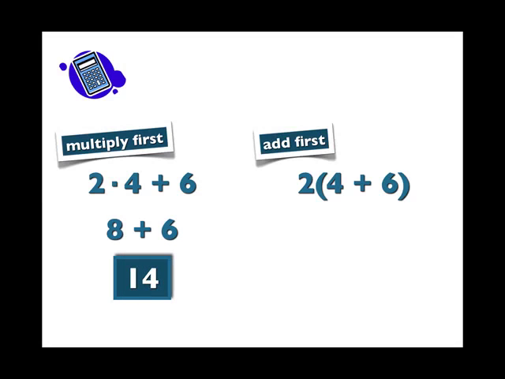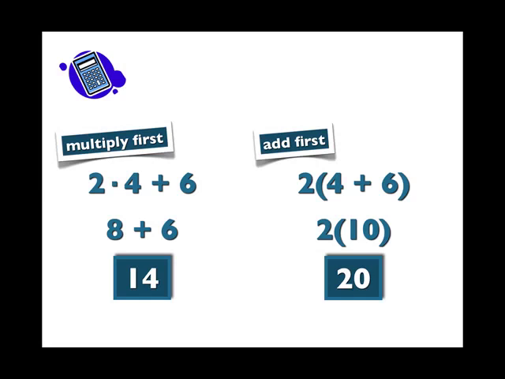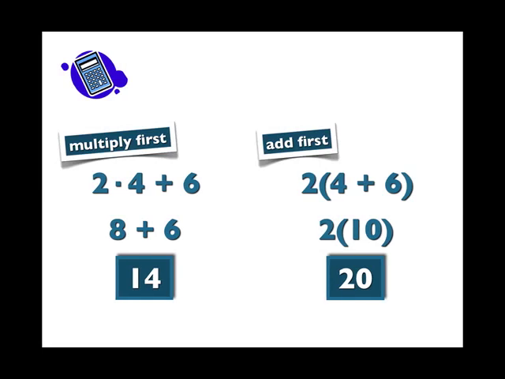But once we add those parentheses, watch what happens. We have to do what's in parentheses first. 4 plus 6 is 10. Multiply that by 2, and we're going to get 20. So by using the parentheses and the grouping symbols, we're going to get different answers. And it's important that you follow, again, the rules of algebra, or the order of operations.